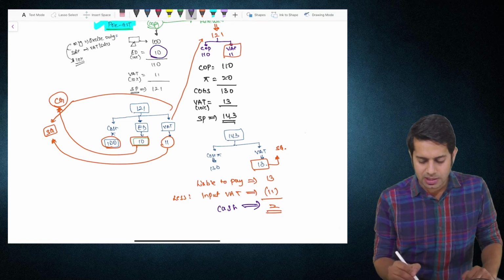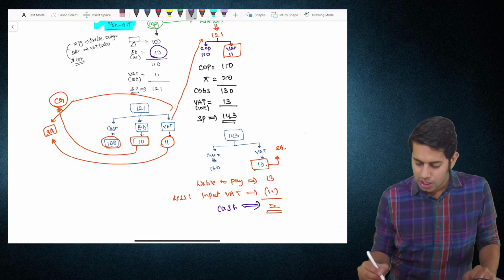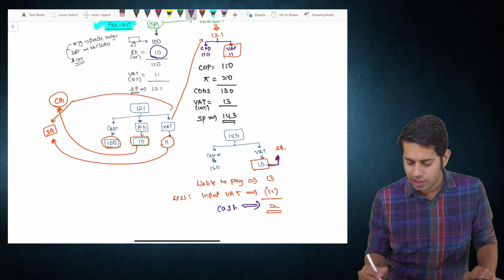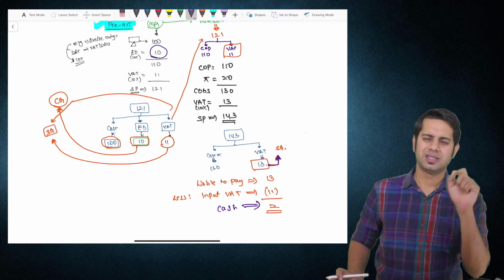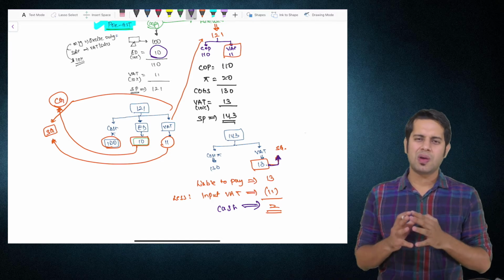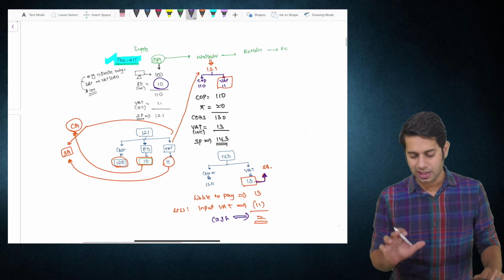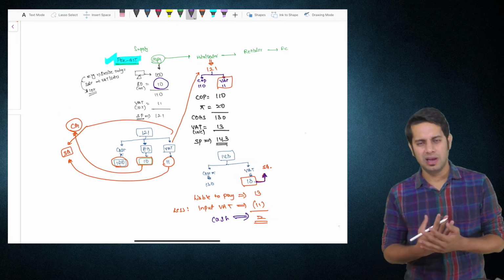Sir, why not this benefit of 10 rupees? Because VAT is something which is paid to the state government and excise duty was paid to the central government. Central government and state government normally no connection is there. Meaning connection is there but they don't interact well.